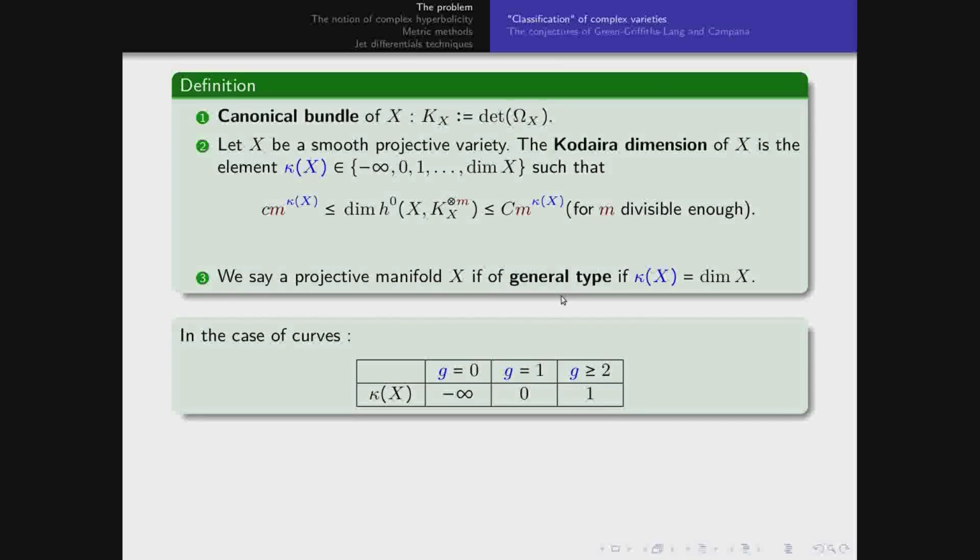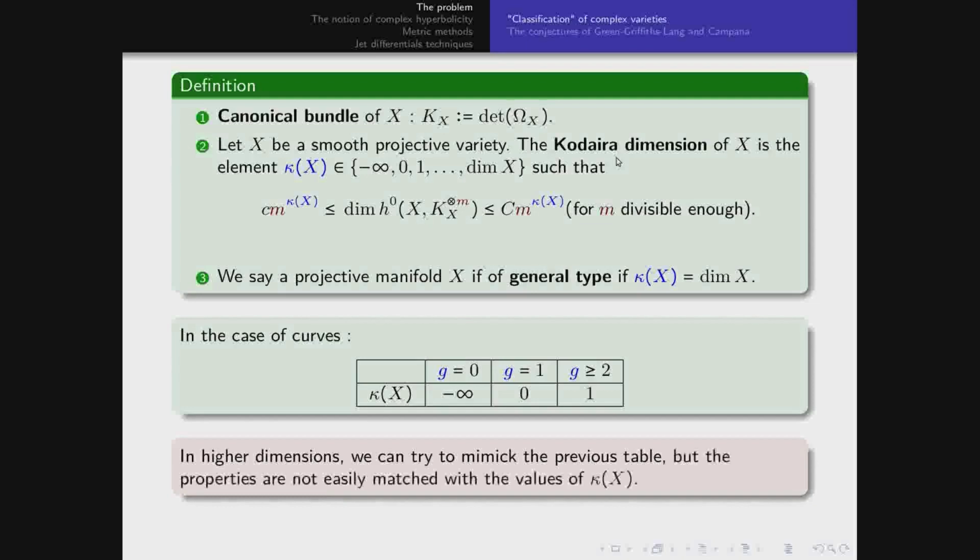Okay, and so if you compute the Kodaira dimension of a higher dimensional variety, you maybe would like to relate geometric properties of X, such as the curvature of natural metrics you could put on them, or the number of arithmetic points you could have on your manifold. You maybe would like to relate them to the Kodaira dimension. But it's actually a very hard problem.